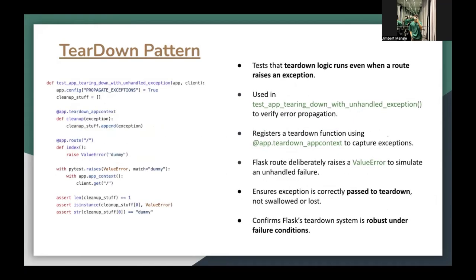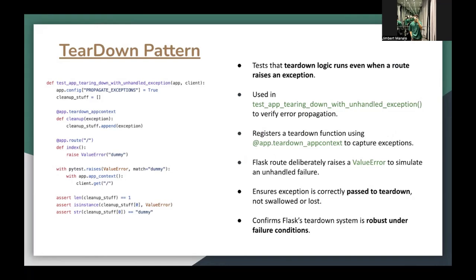Test app tearing down with unhandled exception. In this case, we intentionally raise a value error inside the Flask route and check the teardown still runs, even when there's an unhandled exception. We verify that the teardown function receives the exact value error object, and we assert that it was the only item in the cleanup list.